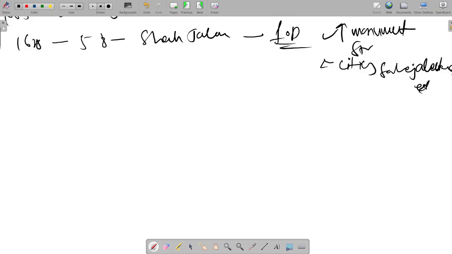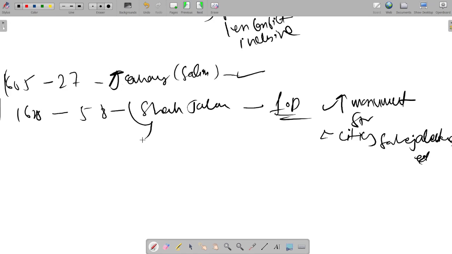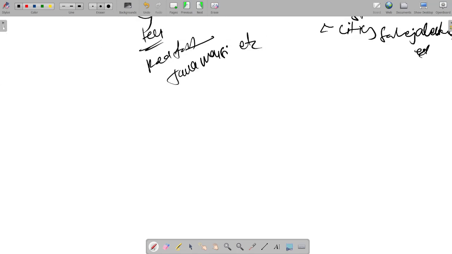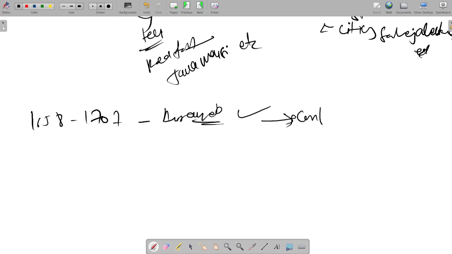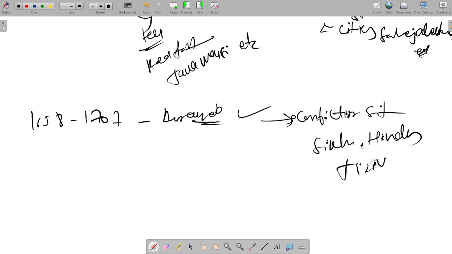He also built temples, the Taj Mahal, Red Fort, Jama Masjid, etc. From 1658 to 1707 was the reign of Aurangzeb, in which there was a conflicting situation with Hindus. He also imposed jizya on non-Muslim subjects.